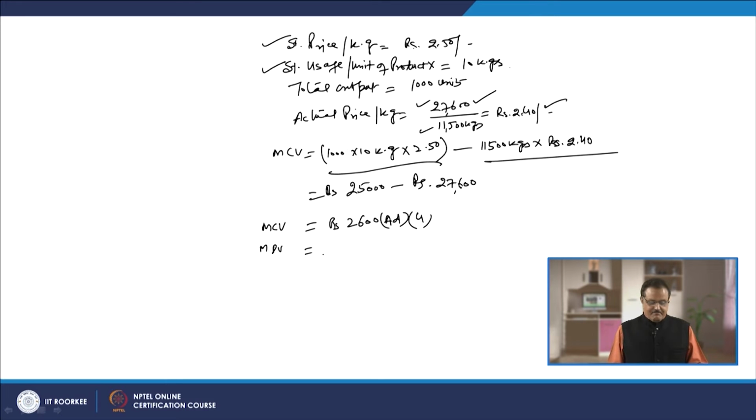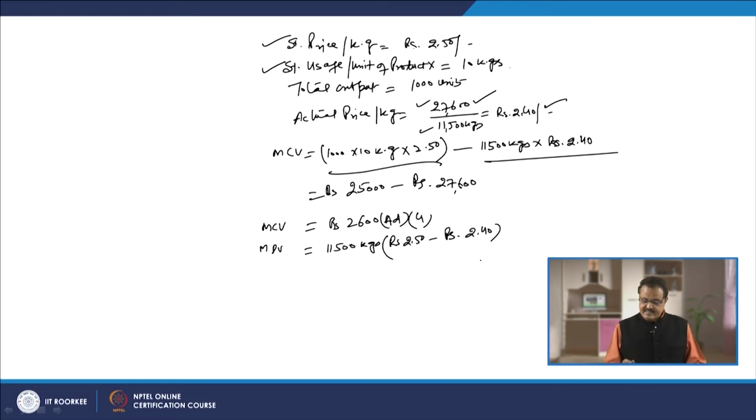In case of the material price variance, what is the formula given to us? The formula for the material price variance is actual usage, which is 11,500 kgs, multiplied by what is inside the bracket: standard price per unit minus actual price. The standard price per unit is rupees 2.5 minus rupees 2.4. So, this is the variance.